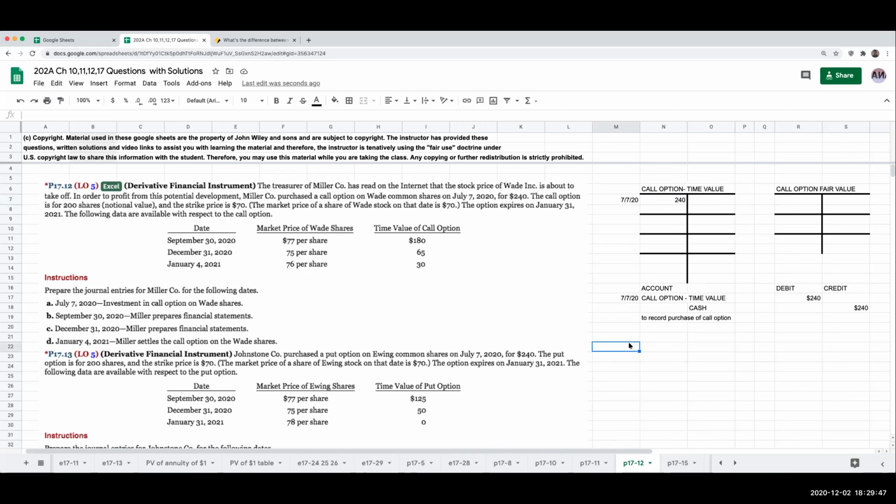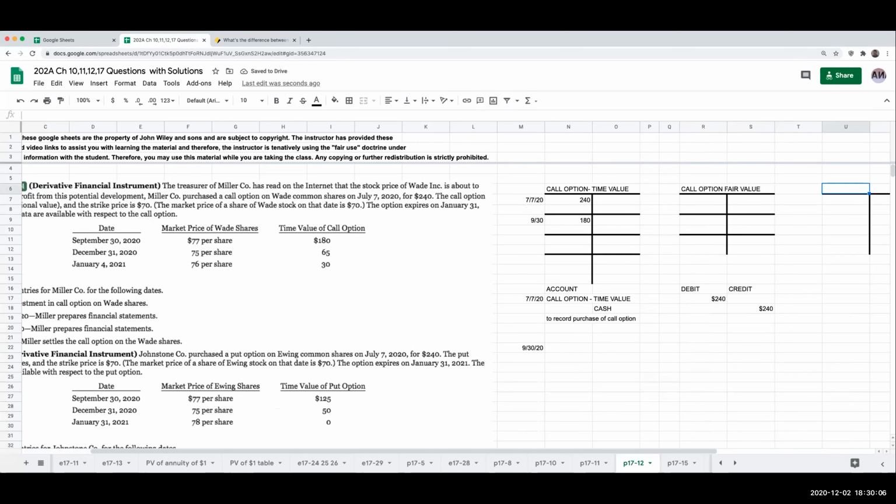I prepare financial statements. Now, when I prepare financials and I don't sell the option or don't exercise it, there are going to be two things happening. The first one is on 9/30/20. My call option time value is 180. So I'm going to need to adjust the call option time value by 60 to reflect the time that has gone through and expired.